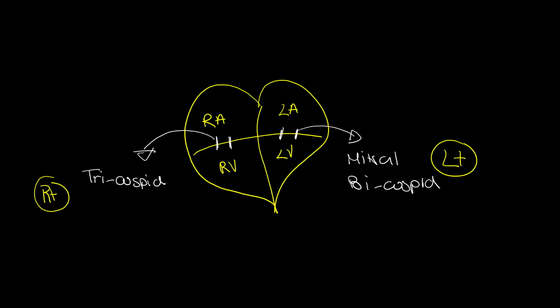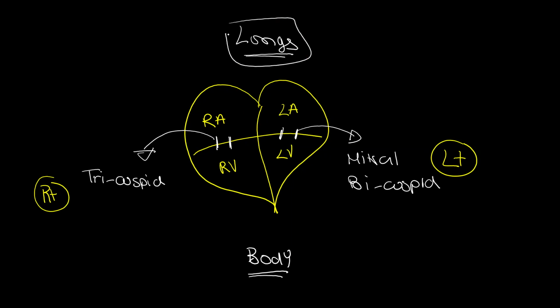Okay, now I'm going to draw the lungs here above the heart. And I'm going to draw the body below the heart because the heart is located in between the lungs and the body. And this is very important to understand the flow of blood inside the heart. Now, let us start with the flow of blood between the lungs and the heart. Now, tell me, the blood coming out of the lungs, what do you think? It will be oxygenated or deoxygenated? Oxygenated.